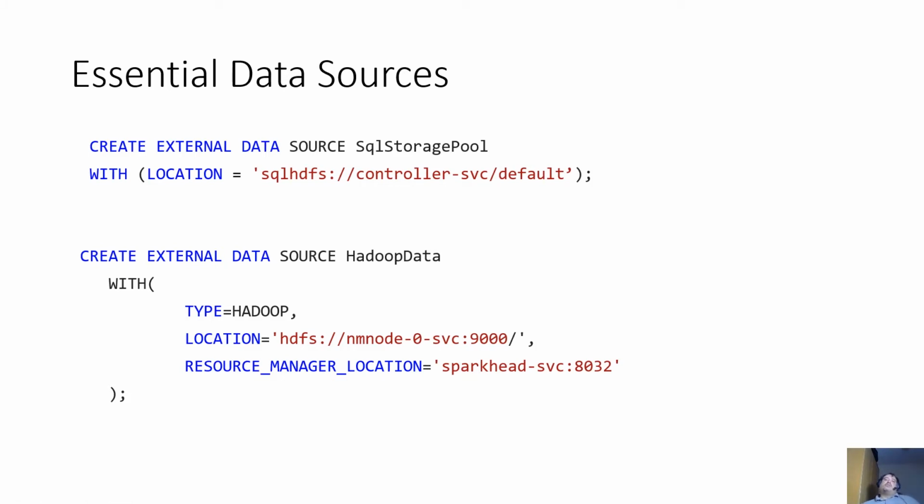Essential data sources that we just saw is the SQL storage pool. This one we saw the code to create it, and the Hadoop data to access the HDFS through Spark. This external data source needs the type specified as Hadoop and the resource manager location specified as the Spark head location. It's the resource manager of Spark.